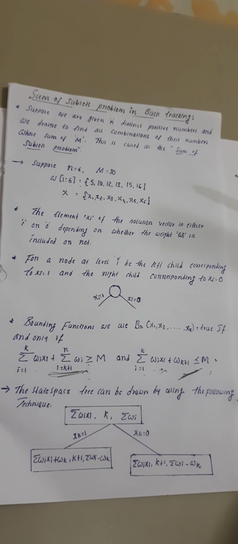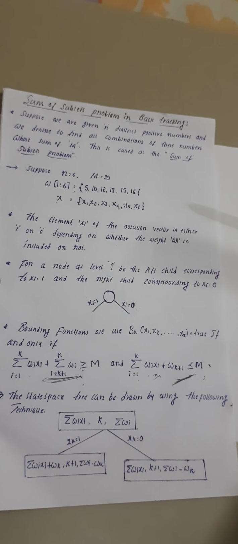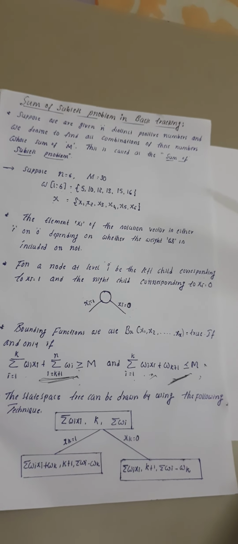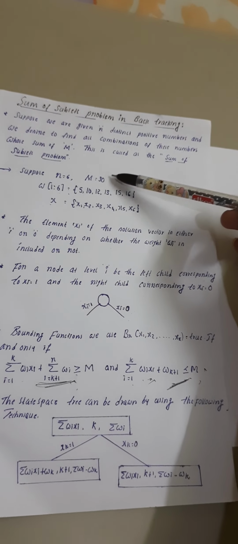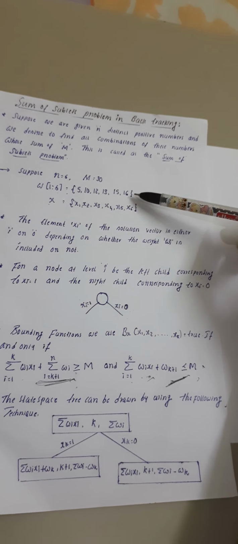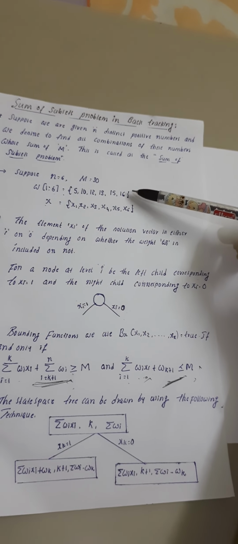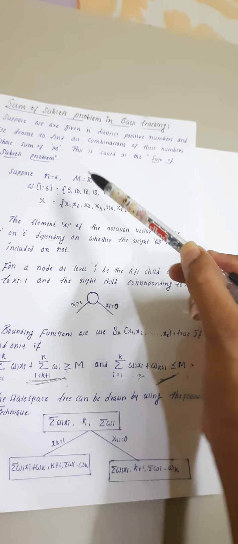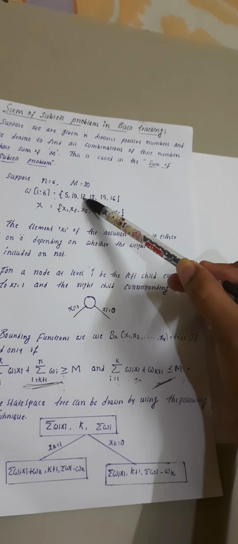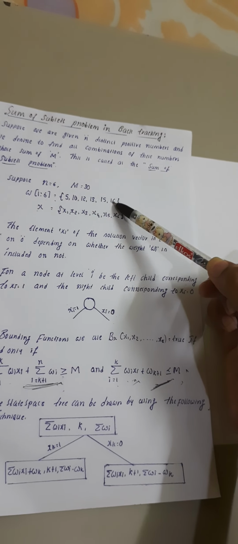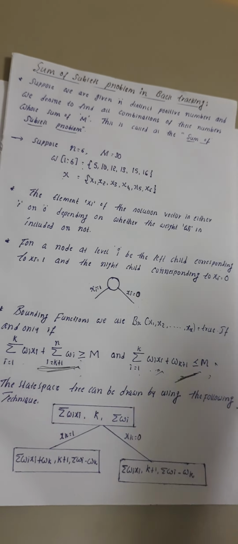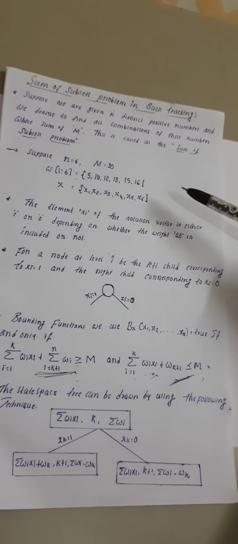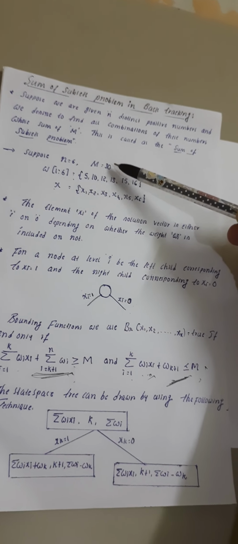Suppose n is equal to 6. That means we are given 6 positive numbers, and these positive numbers are called weights. And capital M is equal to 30. The weights are represented by a weight vector W of 1 to 6, which is 5, 10, 12, 13, 15, 16. Now we have to find all combinations of these numbers whose sum is capital M.